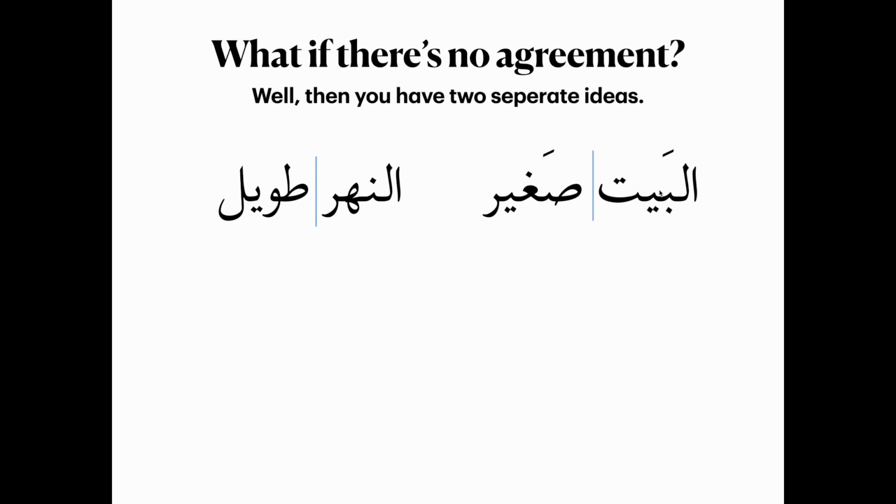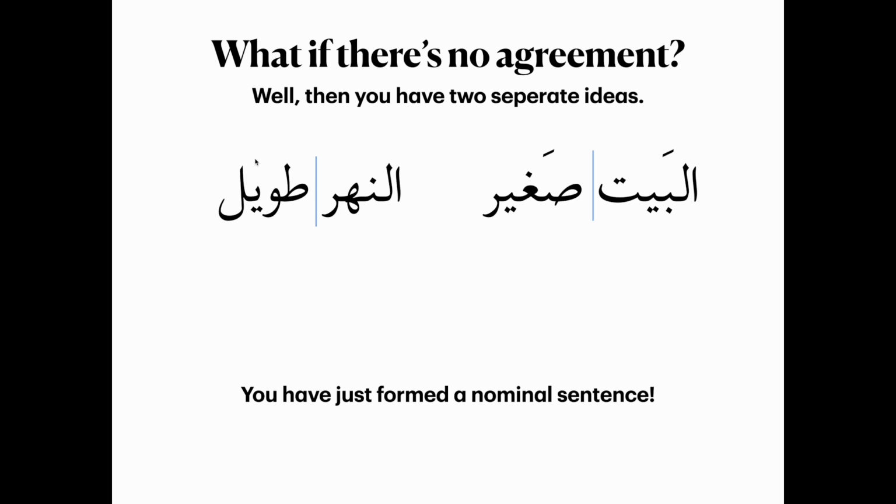So al bayt is one thing, and saghir is another thing. Al nahr is one thing, and tawil is another thing. They're separated. What are they separated by? By the fact that they're not agreeing with each other, the fact that they don't have any common elements about each other. So they're separate ideas. And with that, you just made a sentence. We just made sentences. Sentences are made by differences in definiteness.